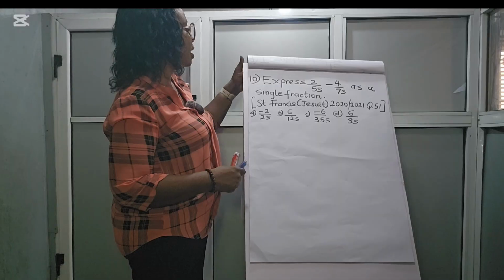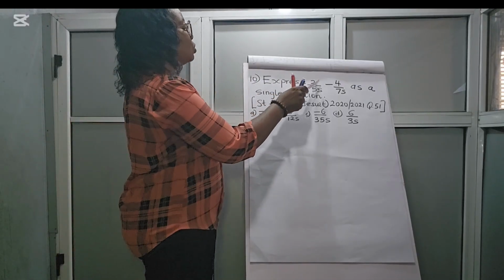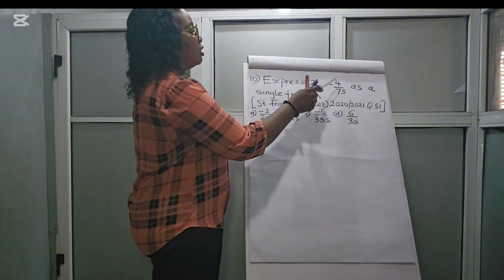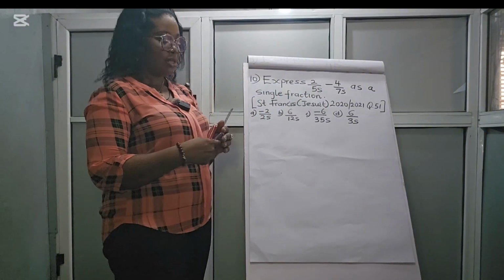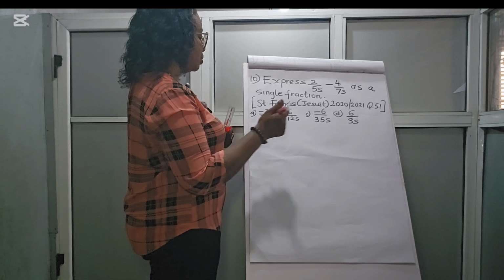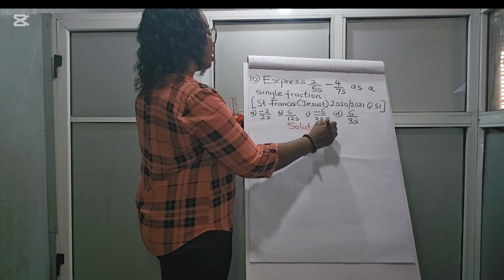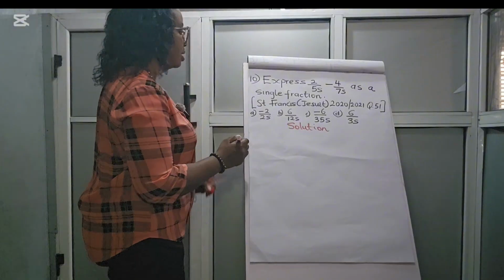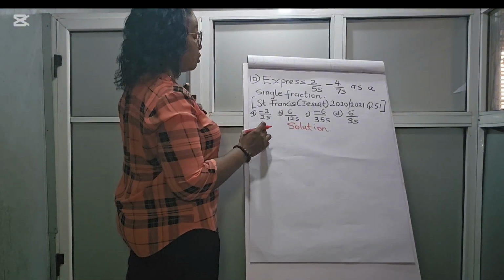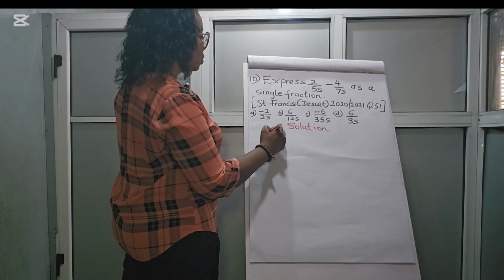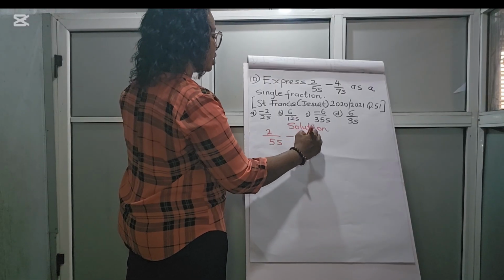We have here: express 2 over 5s minus 4 over 7s as a single fraction. Solution. We'll find this question in St. Francis, that's Jesuit exams, year 2020-2021 question 51. 2 over 5s minus 4 over 7s.